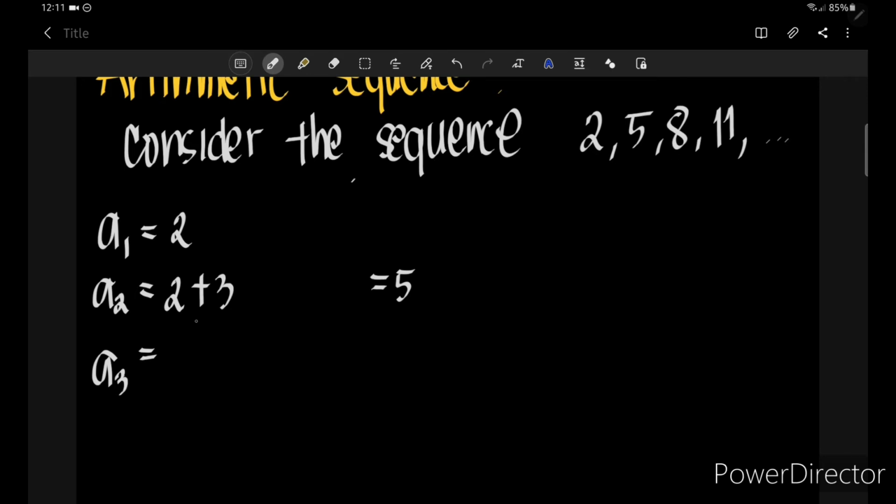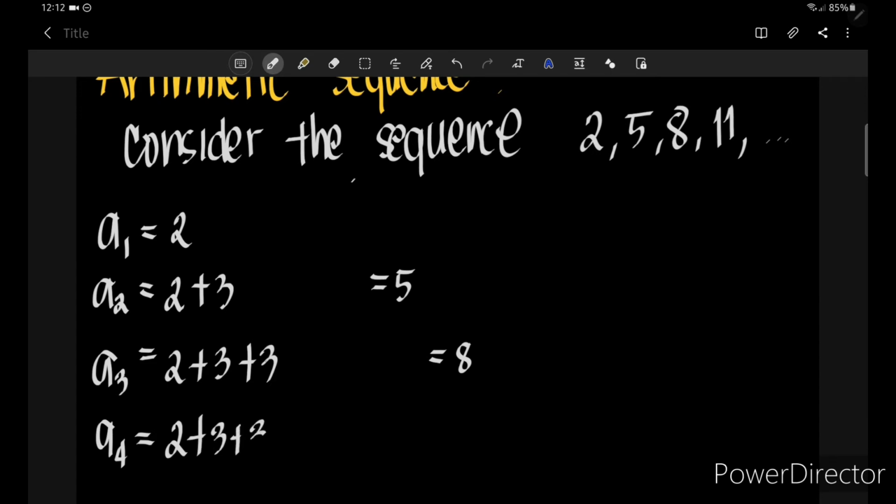Makukuha natin yung 8 kapag nag-add tayo ng dalawang 3 sa ating initial term, which is si 2, no? So, this is equal to 8. And lastly, A sub 4, makukuha natin yung 11 kapag nag-add tayo ng 3 3 times doon sa ating initial term na si 2. So, we have 2 plus 3 plus 3 plus 3. Makakuha natin dito is 11.